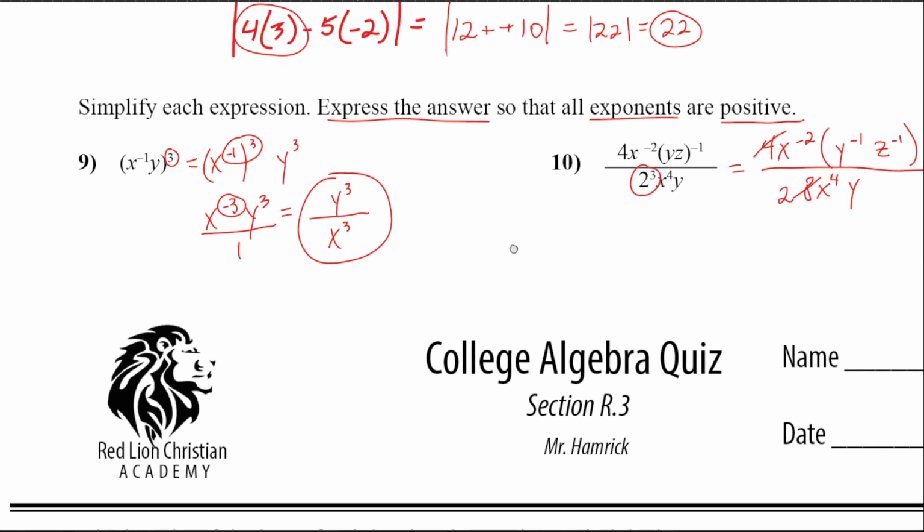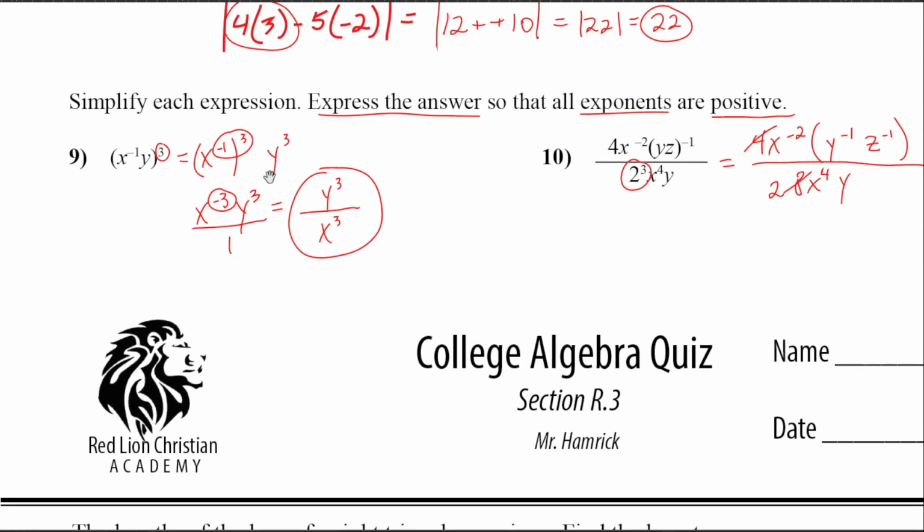All right, let's do this one. It says simplify each expression. Make sure that your exponents are positive for your answer. All right, so we looked at everything inside this parentheses as being cubed. So I cube everything. I took the x to the negative first and cubed it. I took the y and I cubed it.